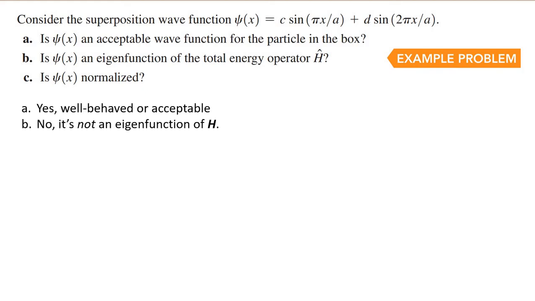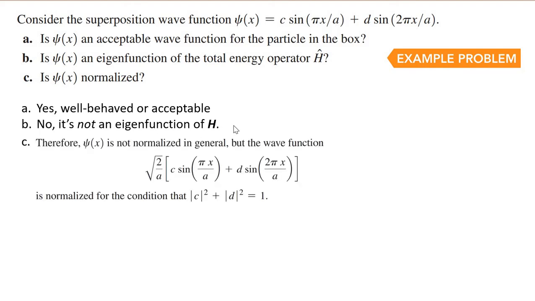This is as a problem, so I am giving you the answers, not the solution. The answer to question A is yes, it's well behaved or acceptable. But the second answer is no, it's not an eigenfunction of H, though the individual functions are eigenfunctions, the combination is not an eigenfunction of H. And then what? We will discuss that later. And the third problem is whether it's normalized or not. Again, we can easily show that this function has some constant. If you try to normalize, then you will get this constant. Not only that, you will get an extra condition that C and D follow this relation, mod C square plus mod D square equal to 1.